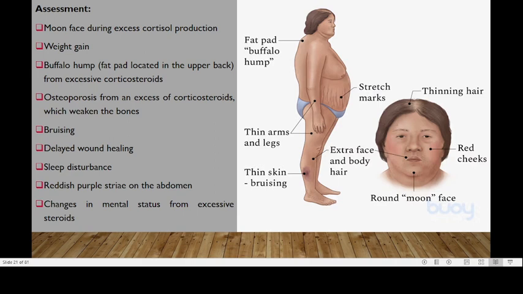We'll also have present with weight gain. We'll have a buffalo hump. A buffalo hump, this is a fat pad located in the upper neck from excessive corticosteroids. Then you are going to have osteoporosis from an excess of corticosteroids, which weakens the bones. Patient will experience bruising, delayed wound healing, sleep disturbance, reddish purple stripe on the abdomen, and changes in mental status from excessive steroids.